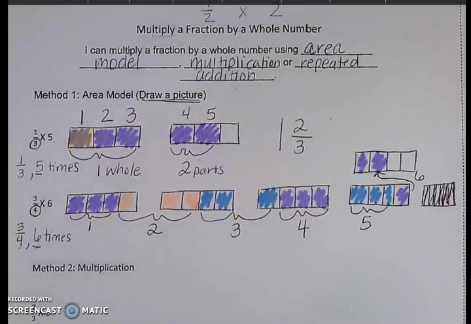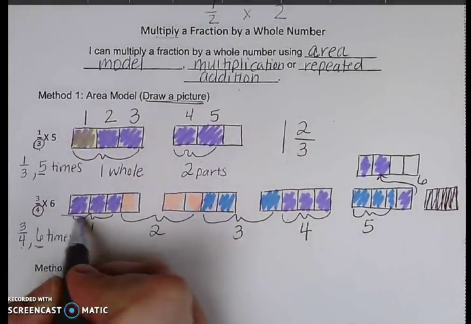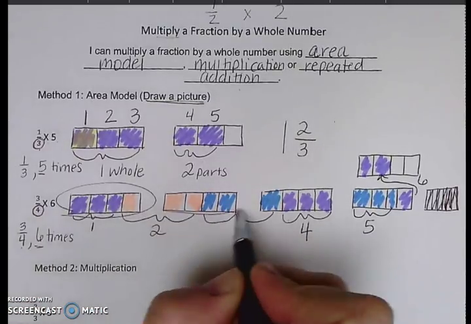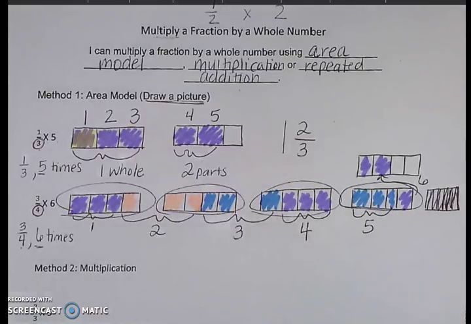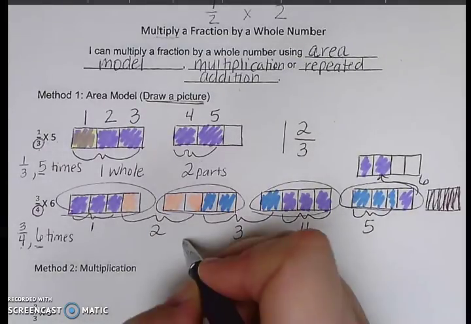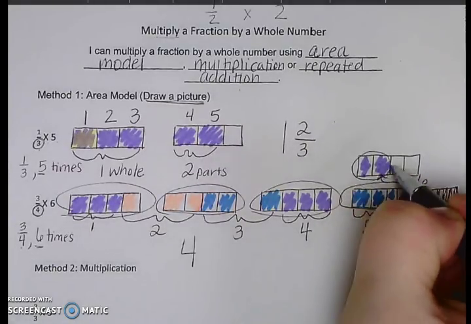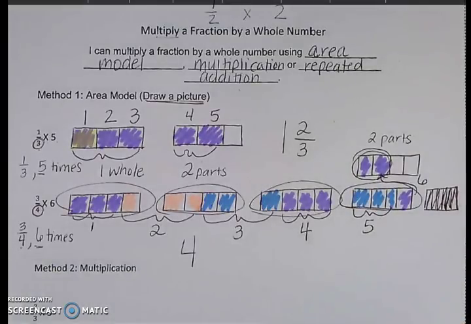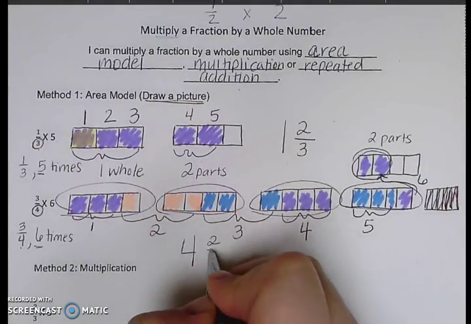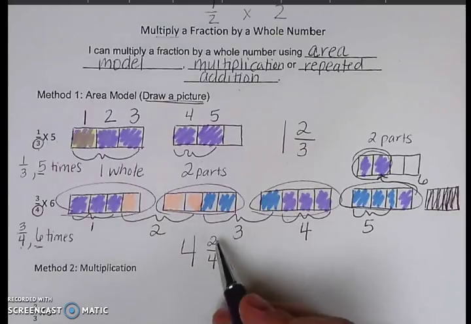So I've got my picture drawn. Now I've just got to figure out what mixed number. So I've got 1 whole, 2 wholes, 3 wholes, 4 wholes. So I have 4 shaded in completely, so that would be 4 wholes. And then I've got 2 parts shaded in out of 4. So it would be 4 and 2/4.